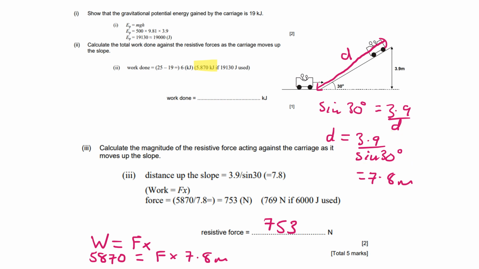We're then going to use that value of distance in the work done equals force times distance equation. We're trying to find the force F. So we've got the work done from our previous question. We need to make sure we use the value in joules and not kilojoules. So it's 5,870 joules is equal to F times 7.8. So F equals 5,870 divided by 7.8, which is equal to 753 newtons.